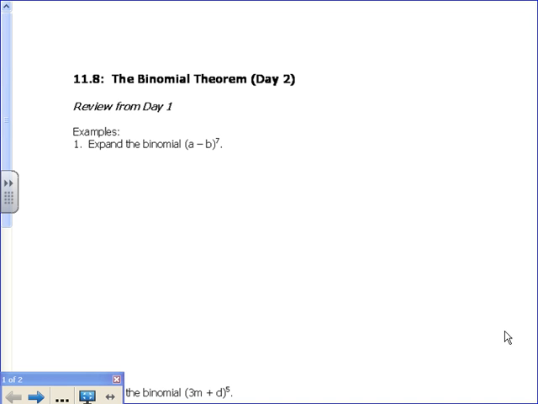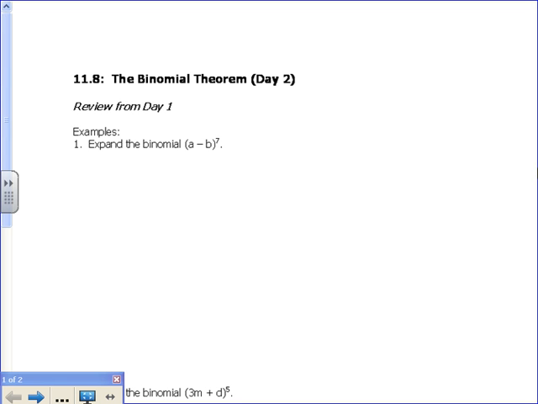Okay, last section of notes for this chapter, and then we are done. 11.8 is on, again, the binomial theorem like we did yesterday, and the first page of this notes sheet is we're just going to review what we did in 11.8 day 1, just so we wrap up any last minute questions or details, because we do need to know how to do this for this chapter, and this stuff is something that could come up on the MCA grad test.